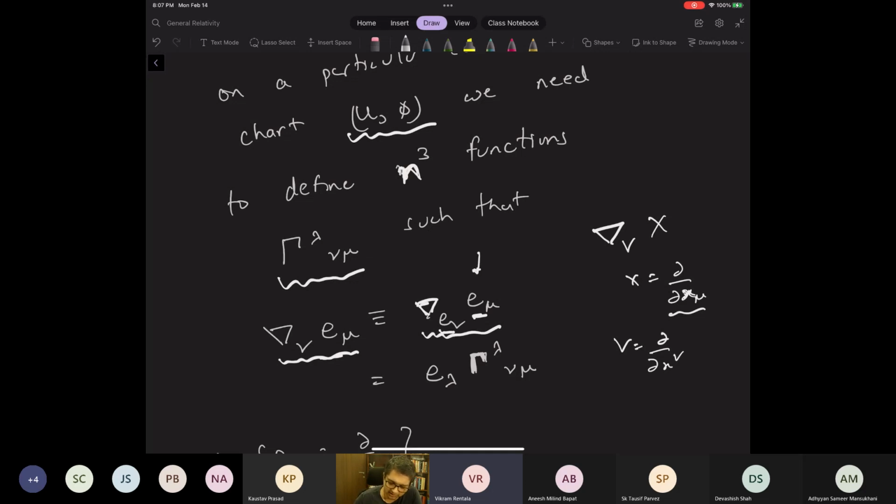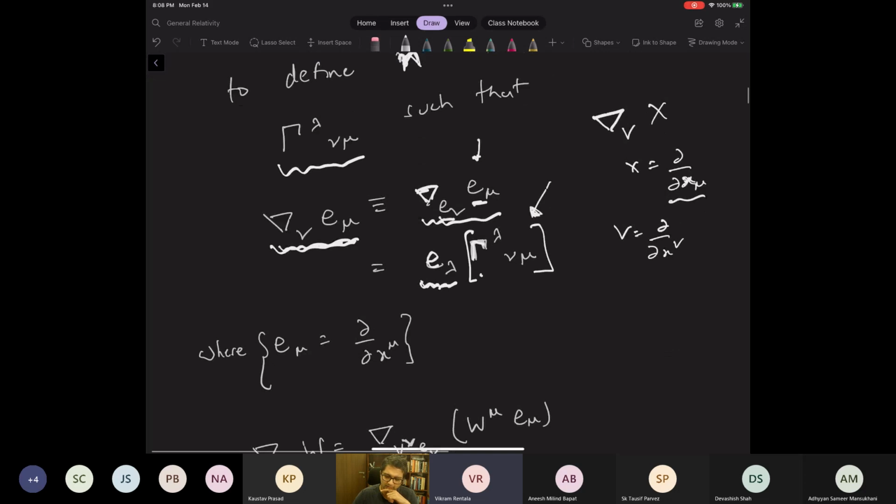We write this as some connections, gamma lambda nu mu, times e lambda. Since this should return a vector for you, I can expand it in a vector basis, and these are the basis coefficients, some gamma lambda nu mu, and these vary at different points on the manifold.